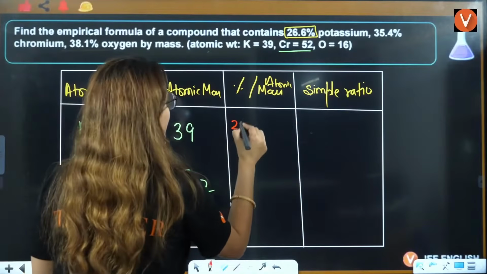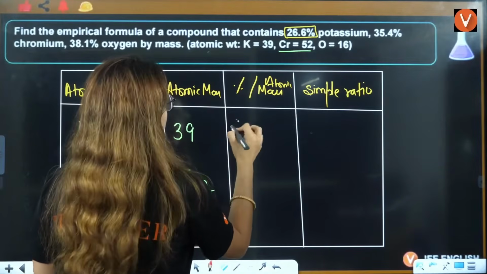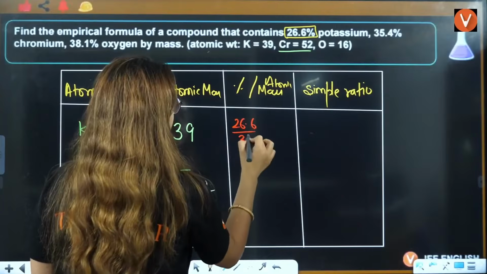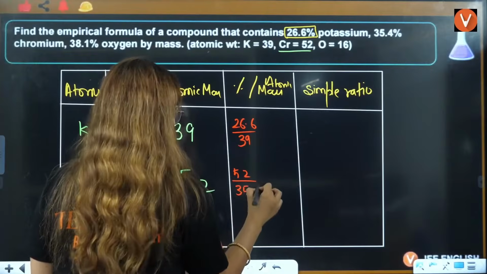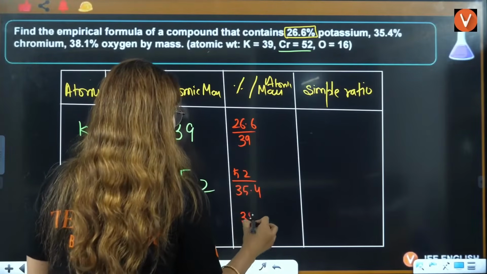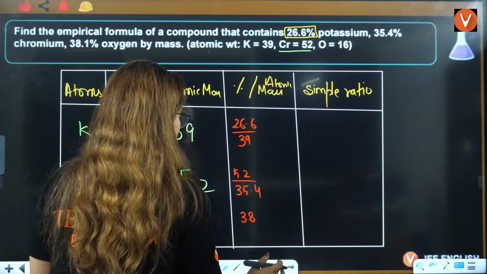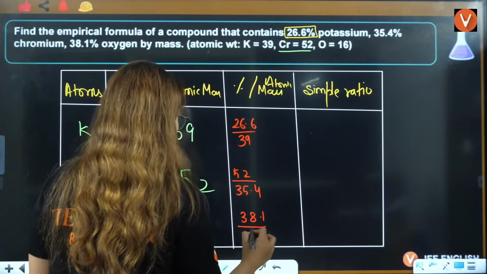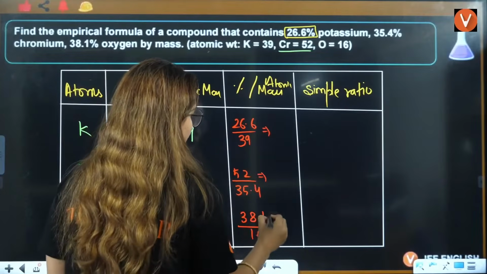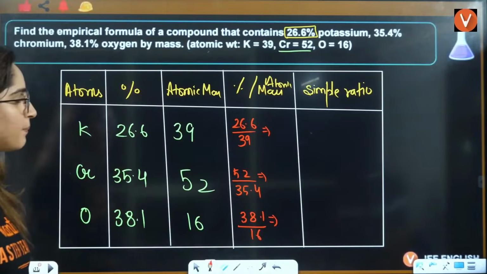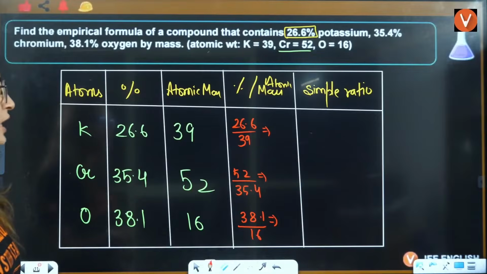Now this is 26.6 divided by 39. This is 35.4 divided by 52. This is 38.1 divided by 16, right? Okay, so this is what you have here. The best way to calculate this is, right, you have to calculate the simple whole number ratio here, right? Okay, so let's calculate the simple whole number ratio.